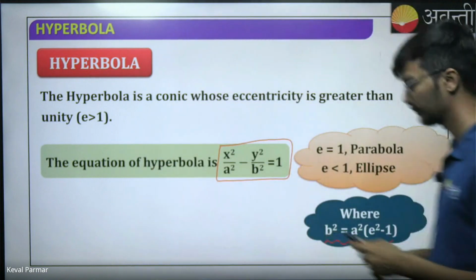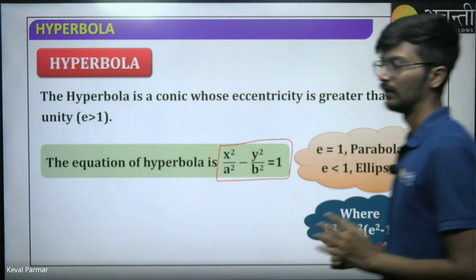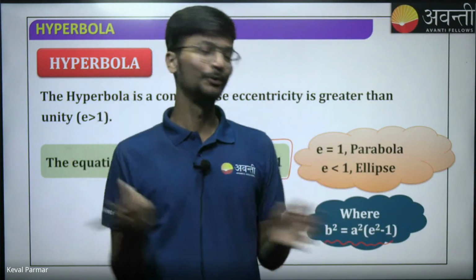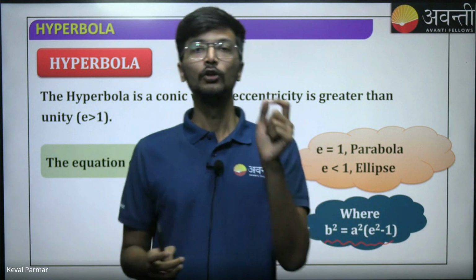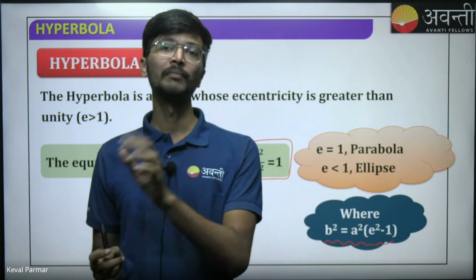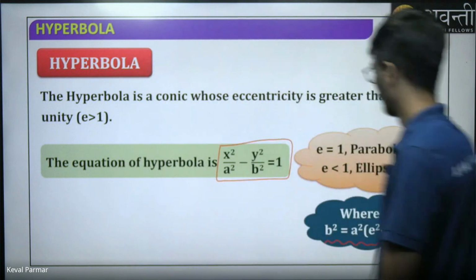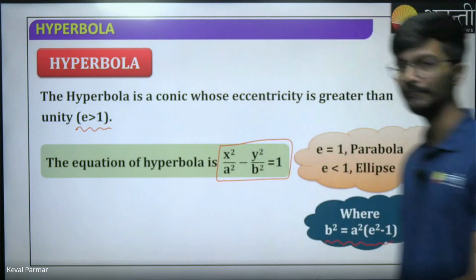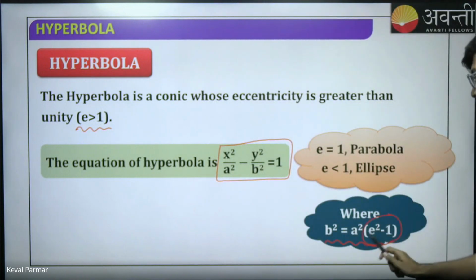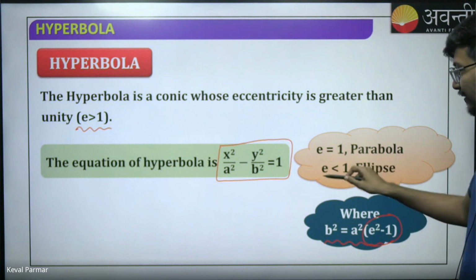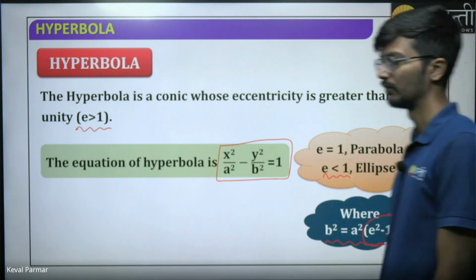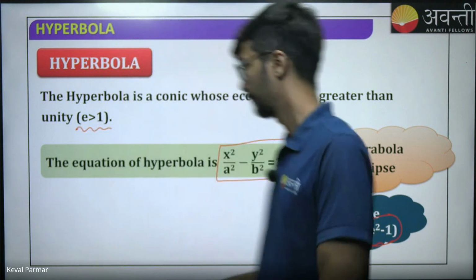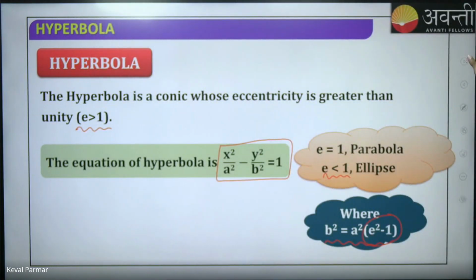So please remember this. Generally, I've seen many students get confused about whether to use e square minus 1 or 1 minus e square. For that I have a very simple trick. Just remember the value of eccentricity. The eccentricity for hyperbola is greater than 1, that means e square will come first, so e square minus 1. The eccentricity for ellipse is less than 1, so that means we'll get 1 minus e square. I hope I'm making sense. Let's move forward.